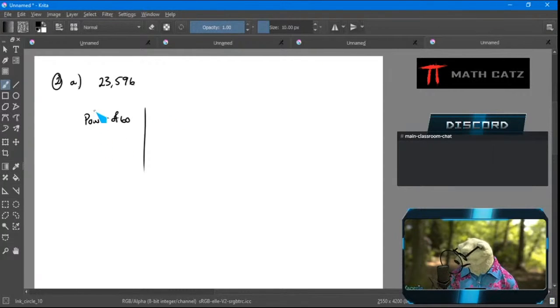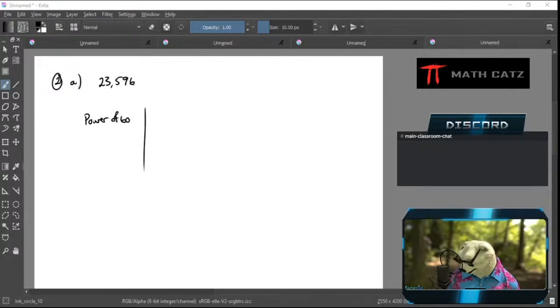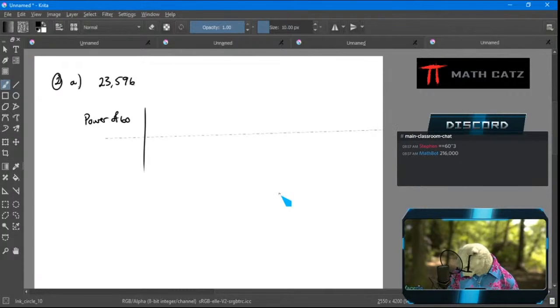So I need to fit in the largest power of 60 here. The largest power of 60, well, I know 60 squared is 3600, and 60 cubed is 216,000. And that's going to be too big. It's not going to fit into my number. So the largest power of 60 is going to be 60 squared, which is 3600.